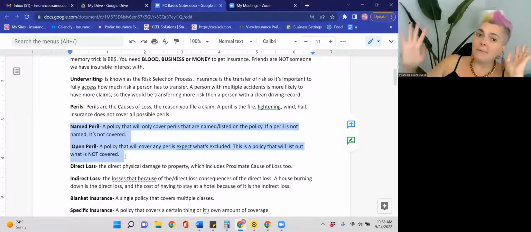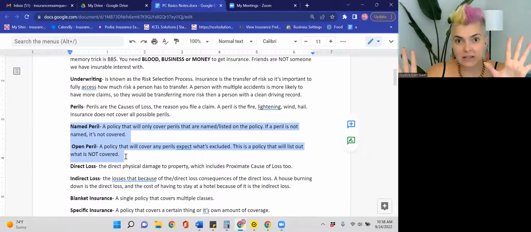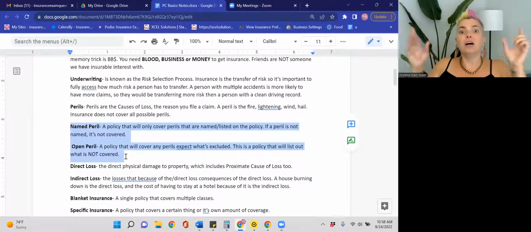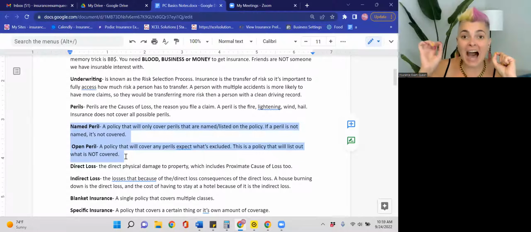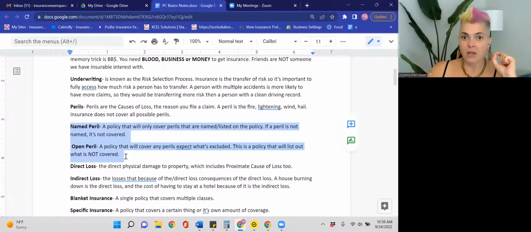Okay. An open peril policy, on the other hand, says we will cover anything that happens, any potential peril that happens to you. We will cover them all unless we exclude them. So a named peril policy will say what is covered. An open peril policy tells you what's not covered, because it will cover anything except what's excluded. So an open peril policy doesn't cover everything. There are perils where they say we will not cover that peril, but it's open to any other potential peril that may happen.